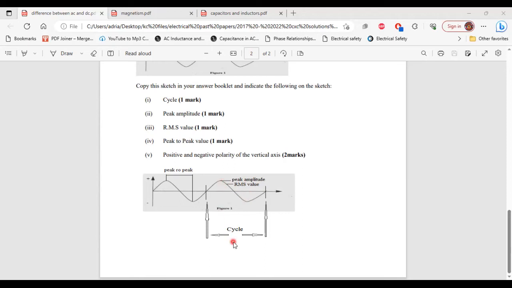And a cycle is a complete waveform. So from zero to maximum in the positive half cycle, back to zero, to maximum in the negative half cycle, and back to zero. All right, so that's it for this question.